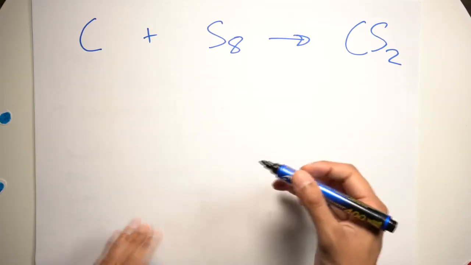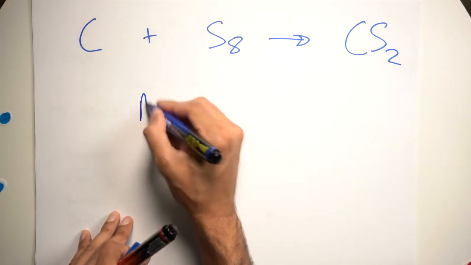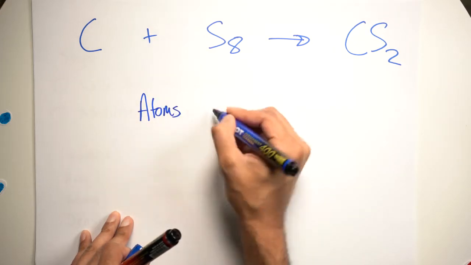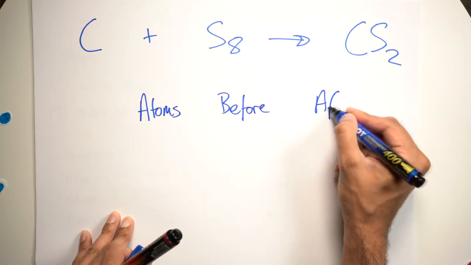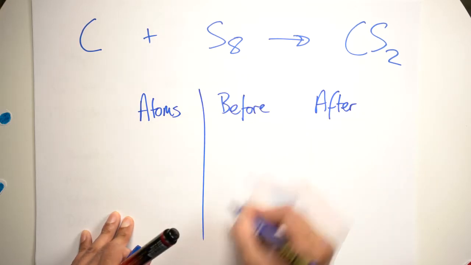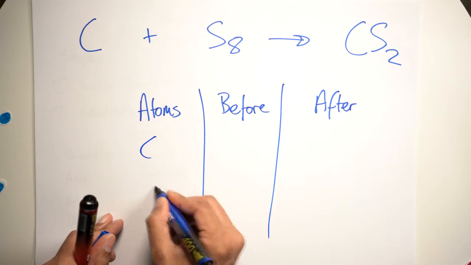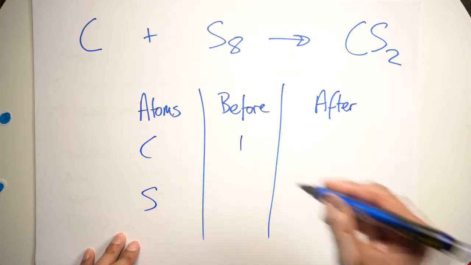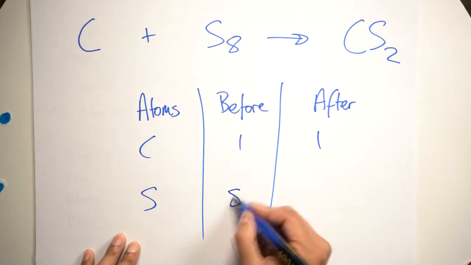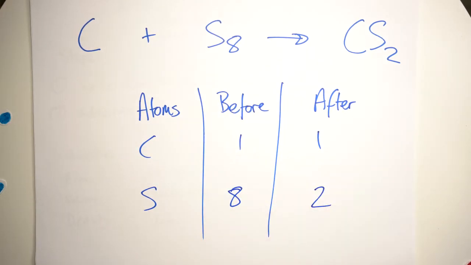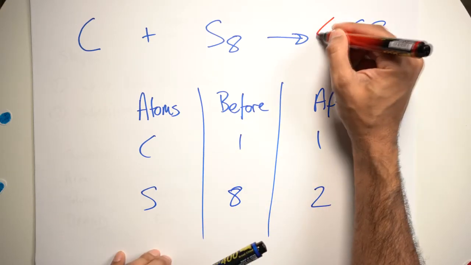So first of all, what we do is we have our little table. So it's atoms before and after, like this. And we've only got C and S. C is 1 before, 1 after, nice and easy. S is 8 before and only 2 after. So how do I make this 2 into 8? Well, I've got to multiply it by 4. So I have to put a 4 here.